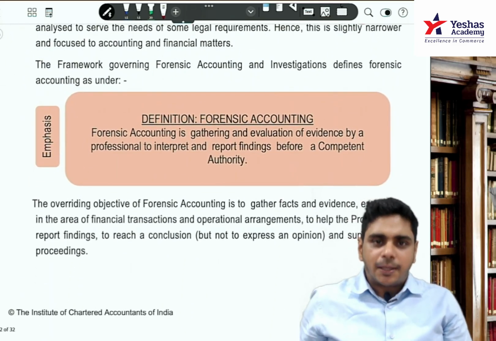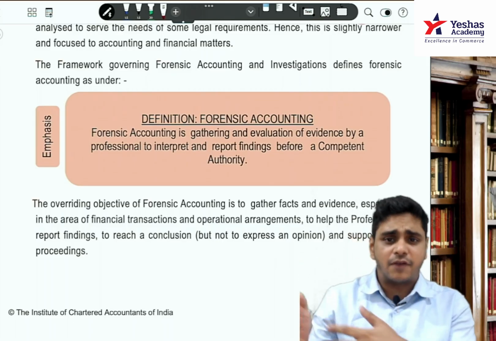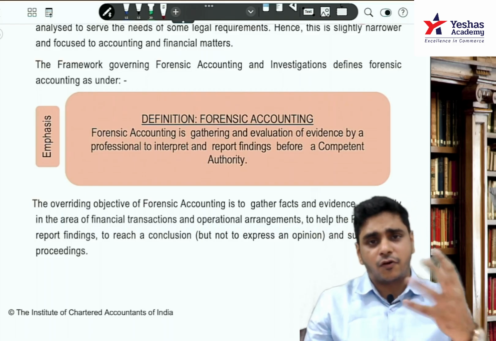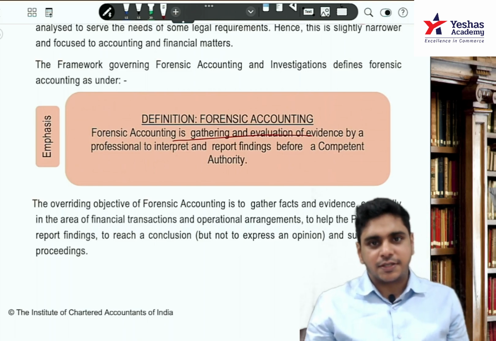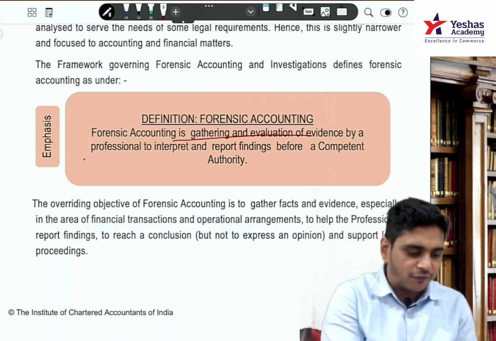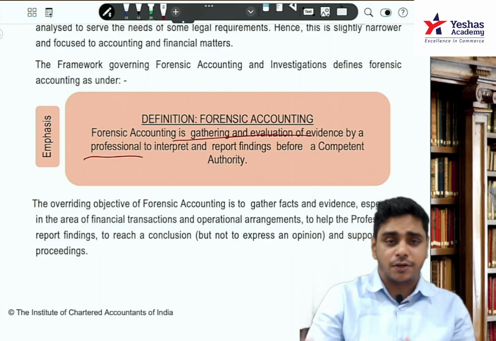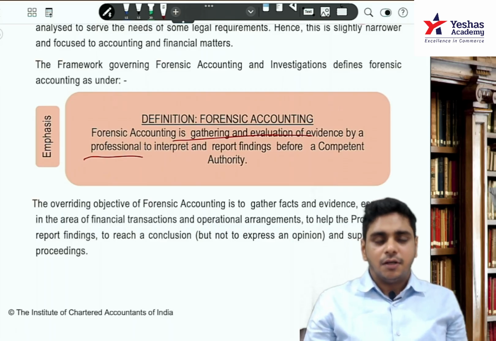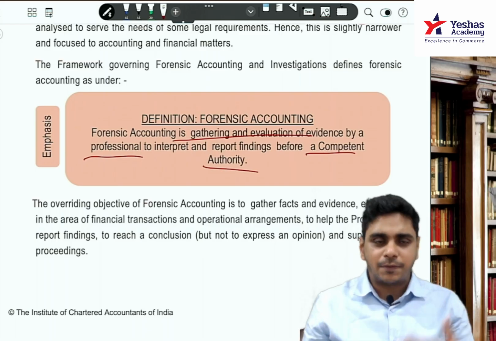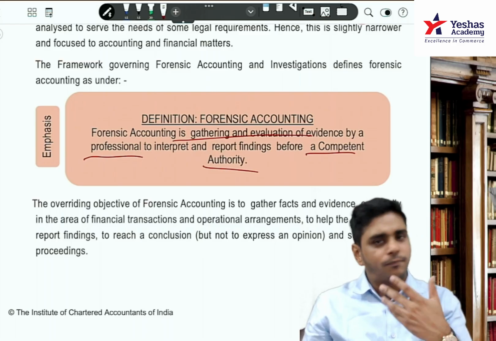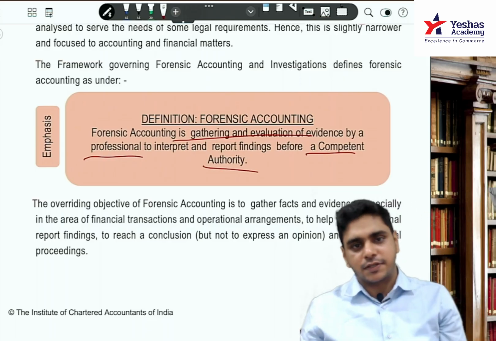Now the framework governing forensic accounting and investigation defined, like the FRFBC, financial reporting framework we have. So we have a framework for forensic accounting also. It says it is gathering and evaluation of evidence by a professional. Professional basically means CA plus COP or a chartered accountant or any expert, because any expert can become forensic accountant, to interpret and report the finding before an authority. Authority could be income tax people, it could be GST people, it could be pollution control board, it could be IRDA, any authority who is appointing you. So this is a definition as per the framework of forensics. Okay.